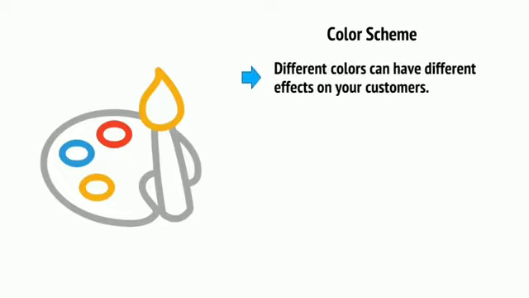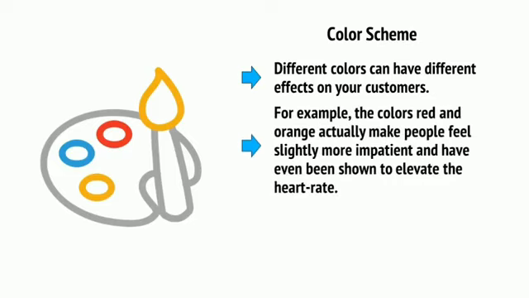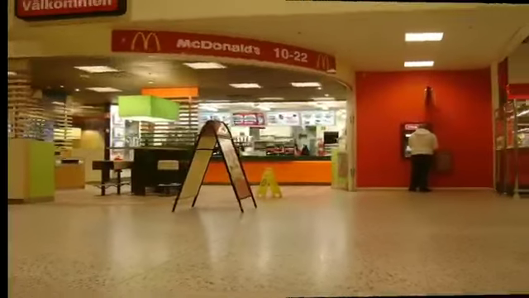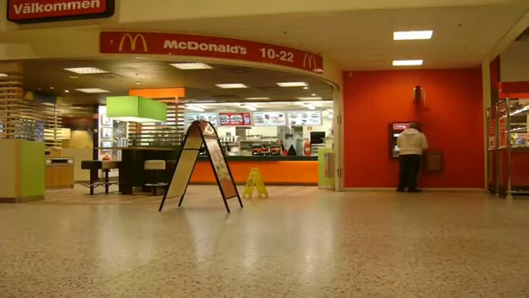On an unrelated note, you also need to think carefully about the color scheme and palette of your e-commerce site design. What's key to understand here is that different colors can have different effects on your customers. For example, the colors red and orange actually make people feel slightly more impatient and have even been shown to elevate the heart rate. People very often find red color schemes somewhat uncomfortable, and this can be used to your advantage. For example, this is actually the reason that a lot of fast food joints are red or orange in their color scheme. The uncomfortable color palette means that people don't quite feel comfortable to spend a long time eating, and this means that the store can accommodate a higher turnover of customers and make more profit as a result.